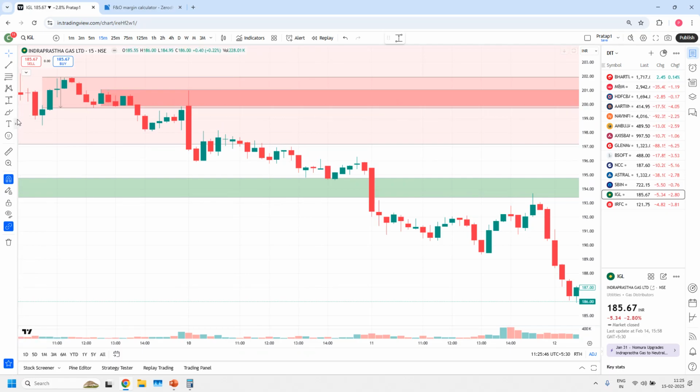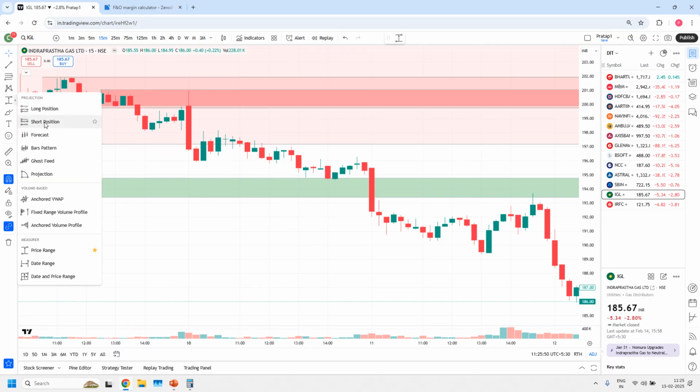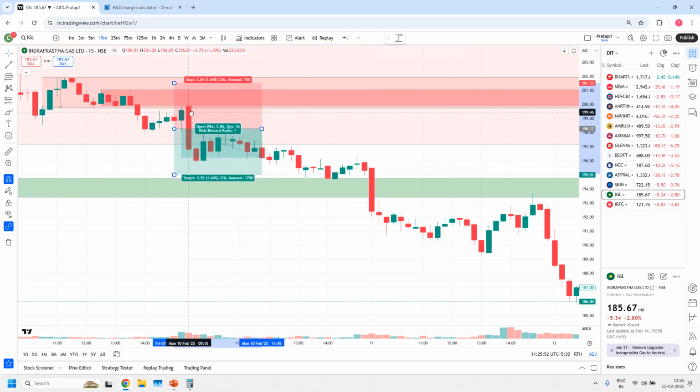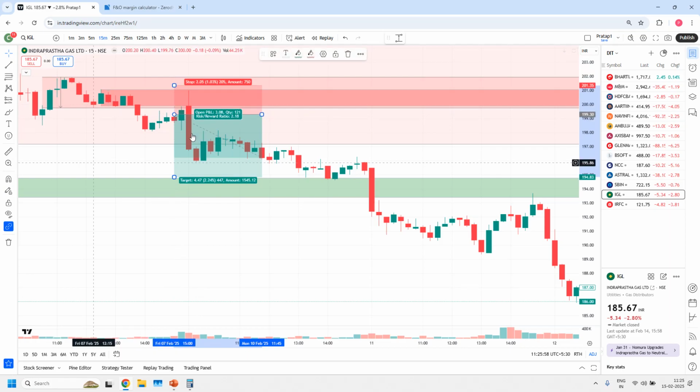So how much RR is there? Let us check. Minimum 1:3 RR should be there. I'm going to the short position. Let me add some stop buffer here, approximately. This is our entry, the type 2 proximal. And this is our target. We have 1:3.5 RR.